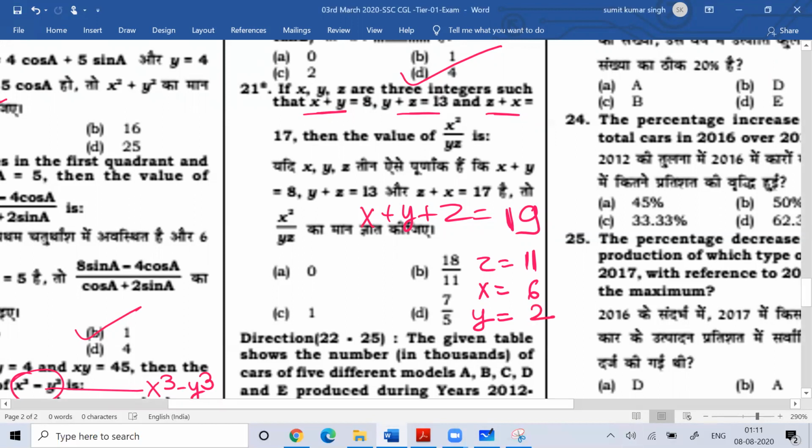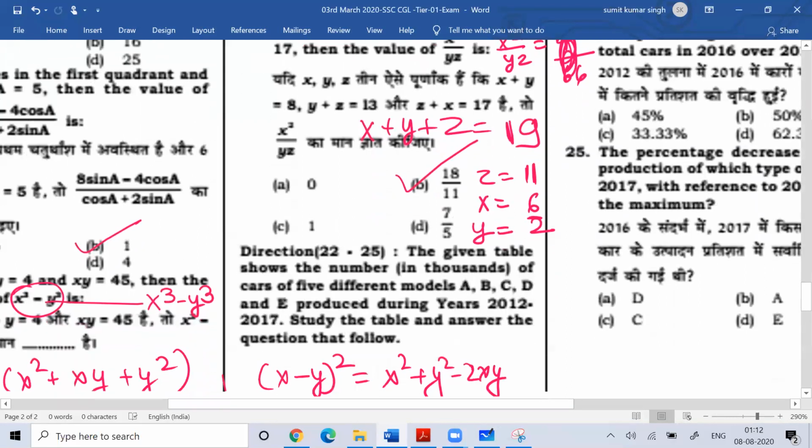What they're asking is y square by xz... sorry, x square by y into z. So x square, what is x? X is 6. 6 square is 36. And y into z, y into z is 22. So 36 by 22 means 18 by 11.